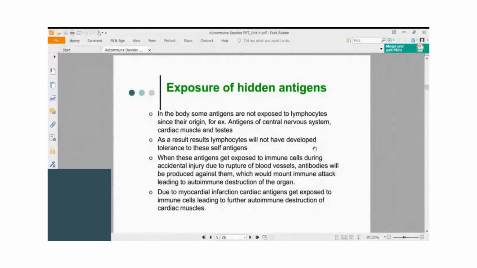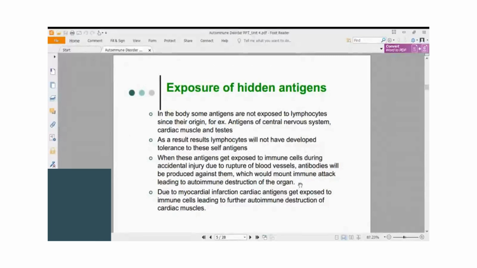Okay. Similarly, the testis also. The testis antigens are not exposed to the immune cells. And when an accident takes place in that area, probably the testis antigens get exposed, and the testis may get destroyed by the antibodies, and he may become totally impotent.